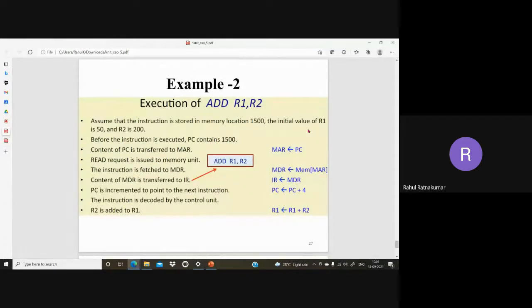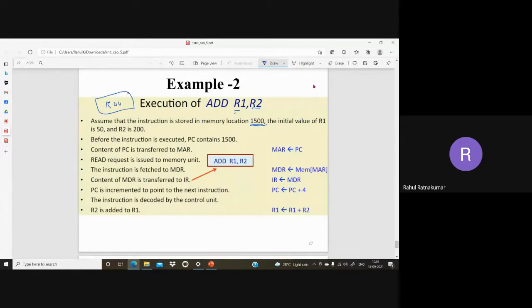Okay, this is another instruction example. Earlier we had one register operation and another memory operation. Here there are two register operations. Let's see how it works. The instruction is stored in memory location 1500. The initial value of R1 is 50, and R2 is already storing the value 200.